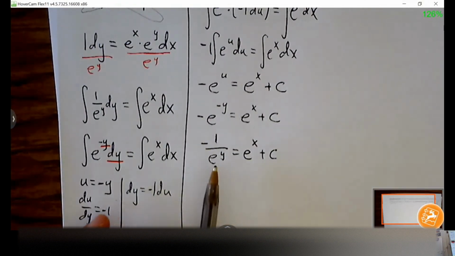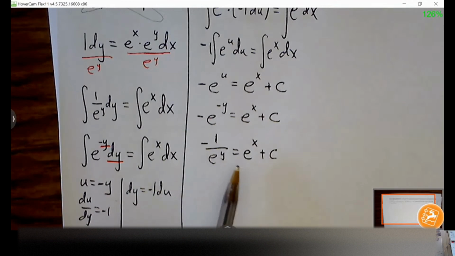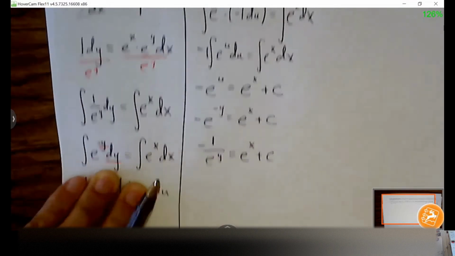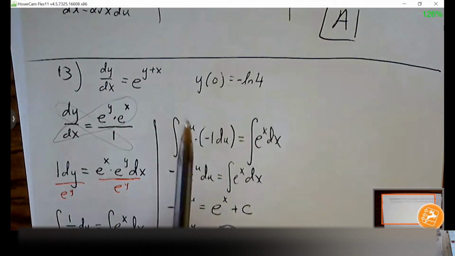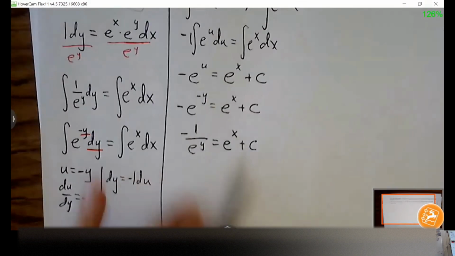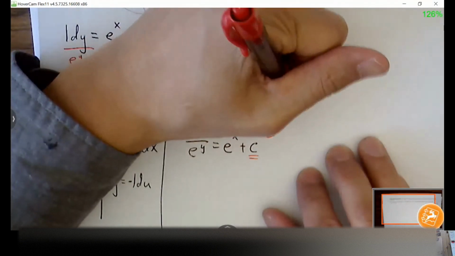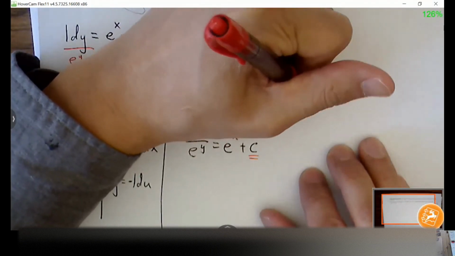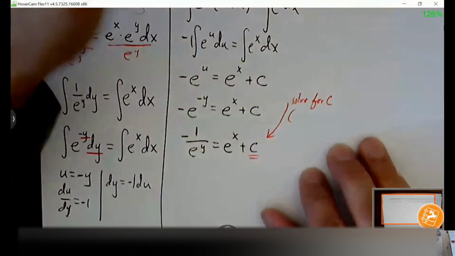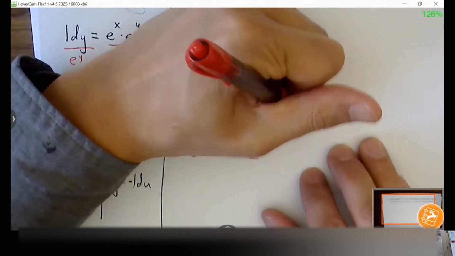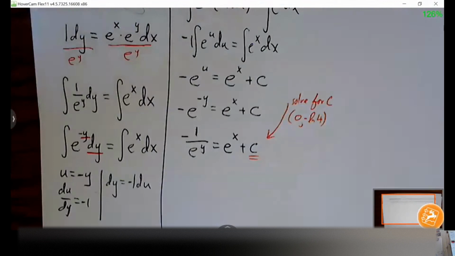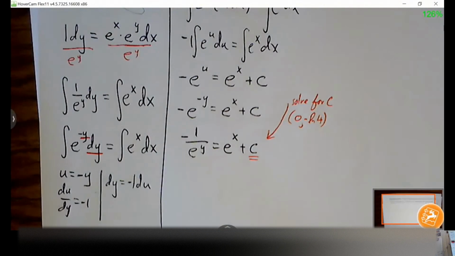So I can either solve for y first, or I can solve for c. Maybe it's easier to solve for c first because, I don't know, this feels a little messy having to keep track of that c, and that e is in such a weird place. So I'm going to solve for c first. Okay, there's my ordered pair: 0, negative ln 4. So I'm going to solve for c at this point. Okay, 0 in for x, negative natural log of 4 in for y.